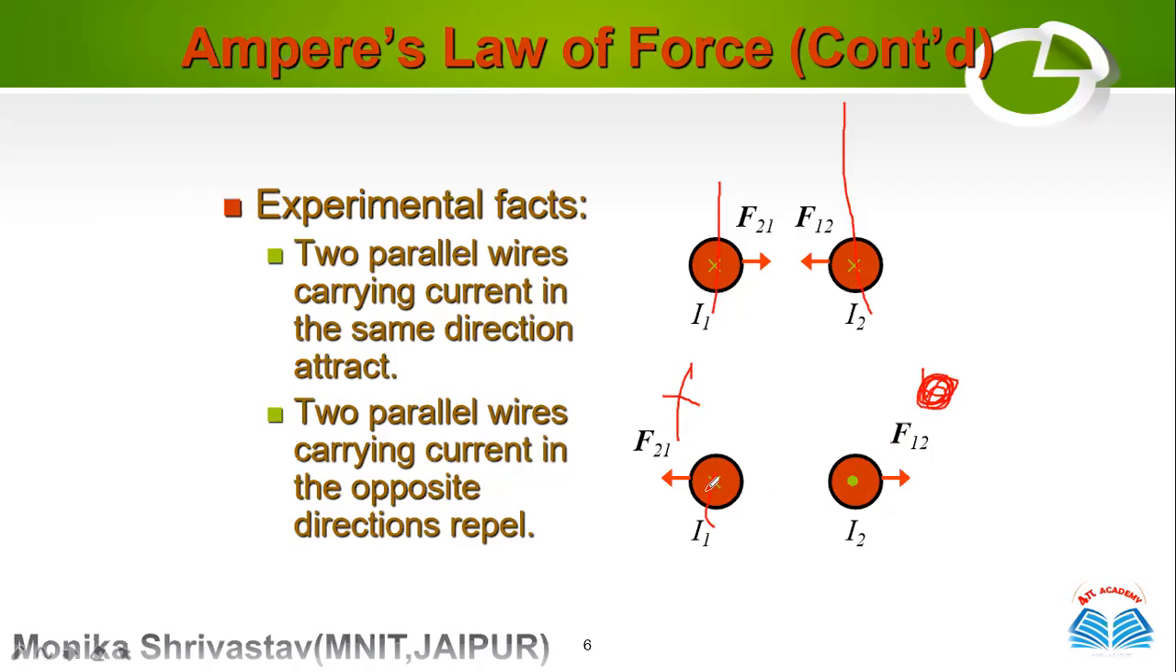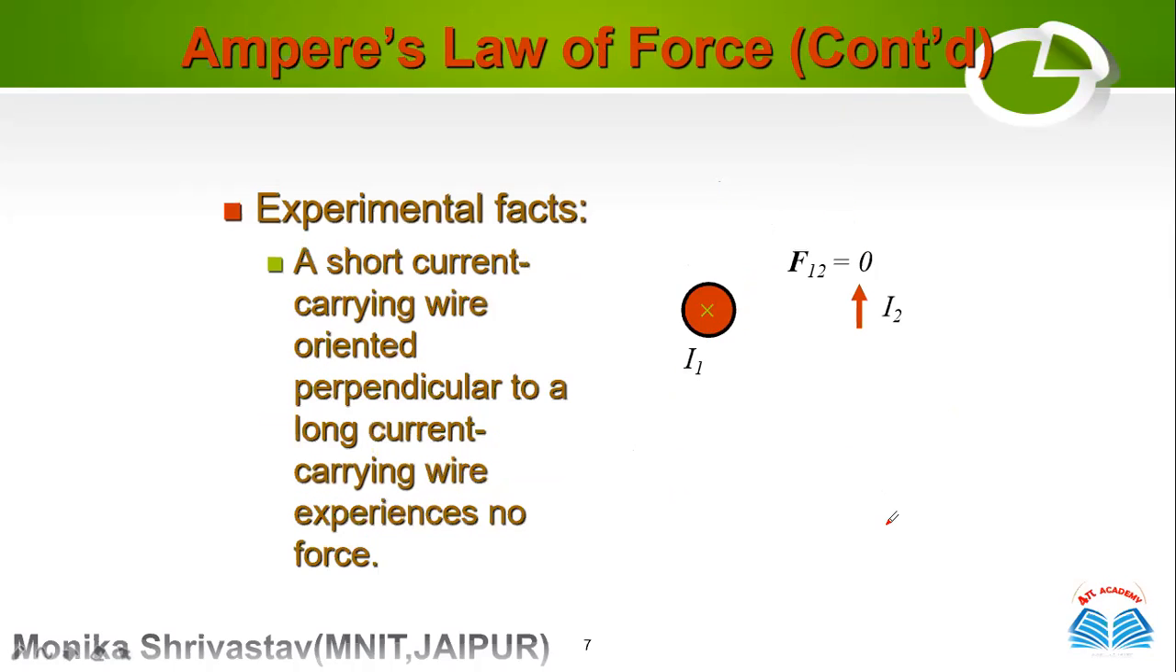So for this wire the current is in the inward direction, and for this one the current is in the outward direction. The direction of current is different in these two wires, and that's why the force between them will be in opposite directions, or repelling. Those wires will be repelling each other.